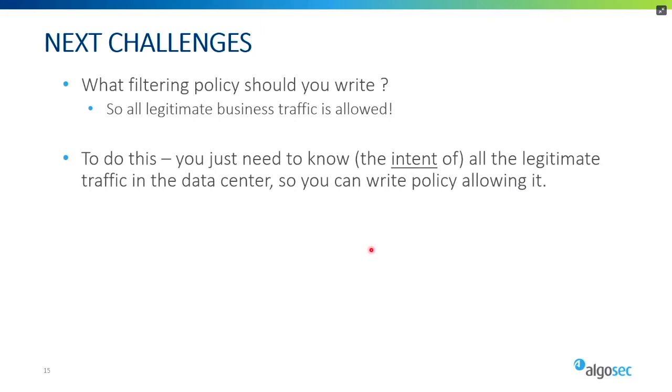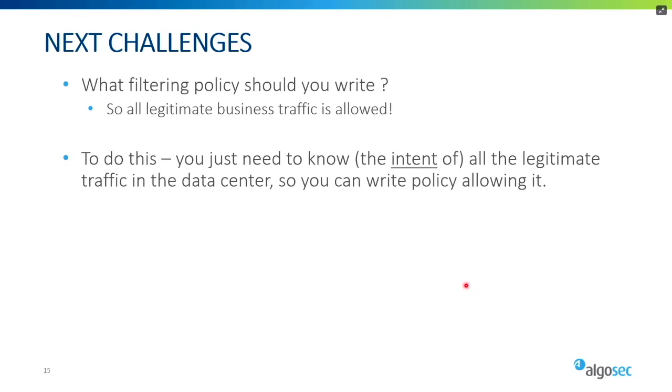You should write policy that naturally allows all the legitimate business traffic and nothing else. If you can do that successfully, then you're not breaking any traffic. You're allowing all that's necessary, but when the malware wants to jump across segments, then that's not legitimate business traffic. It's going to be blocked, hopefully. So to be able to write this policy effectively, you just need to know the intent of all the legitimate traffic in the data center so you can write policy allowing it.